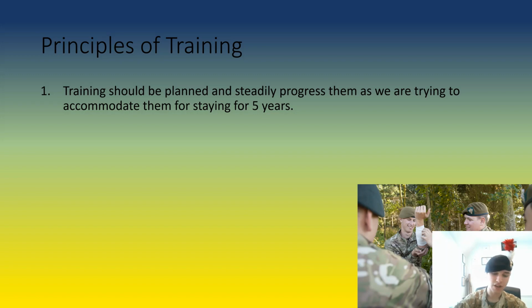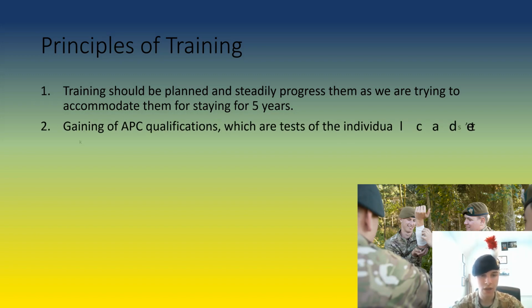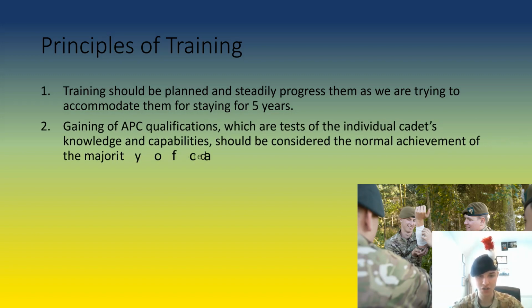Well, simply enough, you can get them on more courses. You can think of them, for example, passing off signals, doing music, doing CCAT courses, passing off their Duke of Edinburgh. We need to find all these things and plan them out with a training program, and then see how we can get them to this level. So gaining of APC qualifications, which are tests of the individual cadets' knowledge and capabilities, should be considered the normal achievement of the majority of cadets.